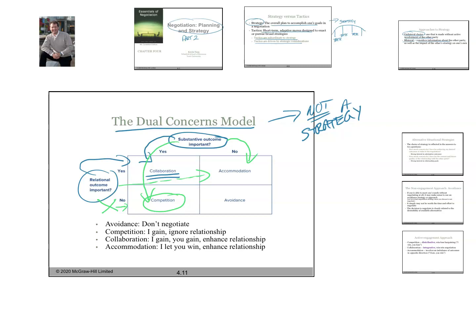The last one, if we don't have any real interest in a substantive outcome, a concrete gain, and we don't have a lot of interest in the relationship, we'll probably avoid the whole thing. It does not mean that we're running away out of fear necessarily, although that is often the case. This is why in the conflict handling instrument, avoidance is often seen as we're trying to avoid a bad situation.